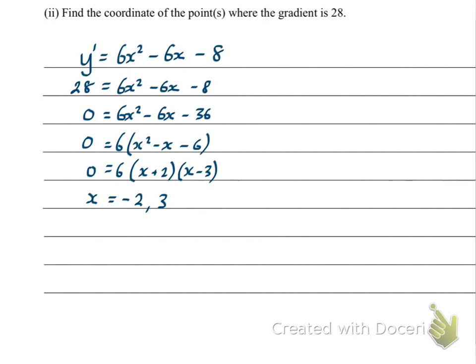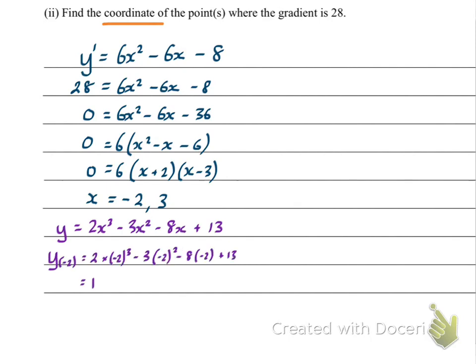Now, we want the coordinates of the points. So we have to go back to our original equation and put -2 in there to work out the y value. So we've got the point -2, 1. And we're going to replace that -2 now with 3, because that's our second x value. So replacing it with 3 there, and we get 16. So those are the coordinates for the points where the gradient is 28.